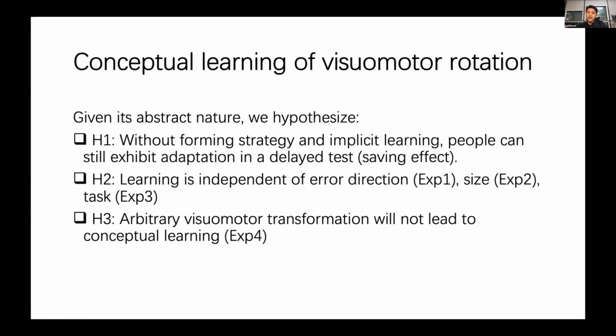One is that it is possible to show a saving effect without adaptation itself, without forming a strategy, without implicit learning. Once you know this concept, you should learn faster the second time you see the same kind of cursor movement. The second hypothesis is, given its abstract nature, because it's conceptual learning, this effect should be independent of error direction, error size, or even independent of task. I will show you later. My third prediction is that not an arbitrary visuomotor transformation can be learned. You have to learn a similar concept to have this effect.